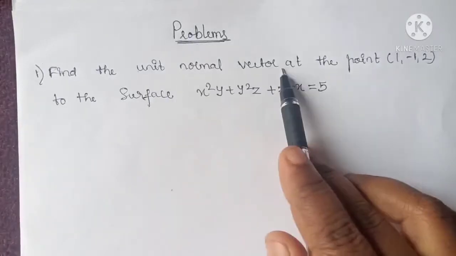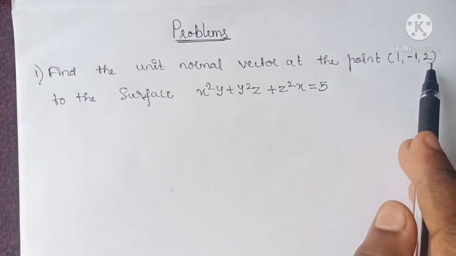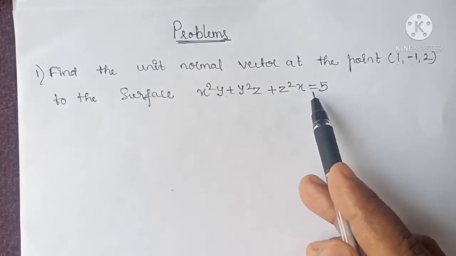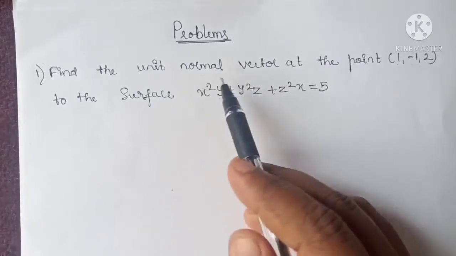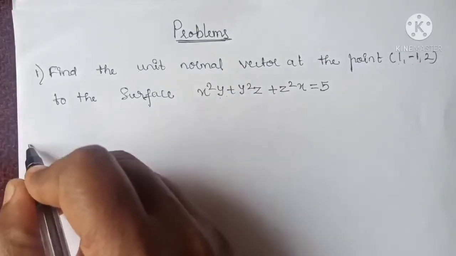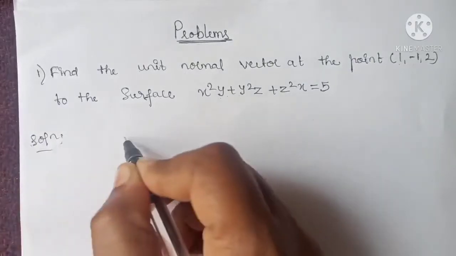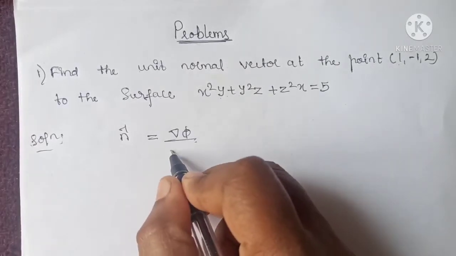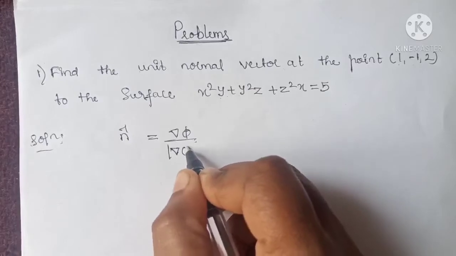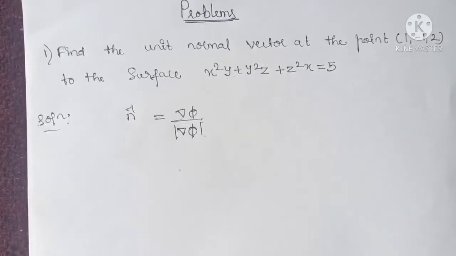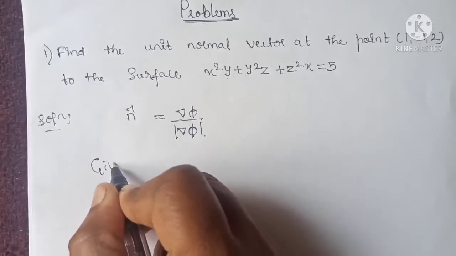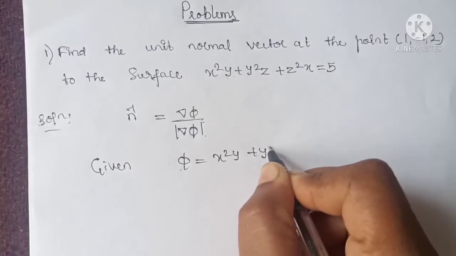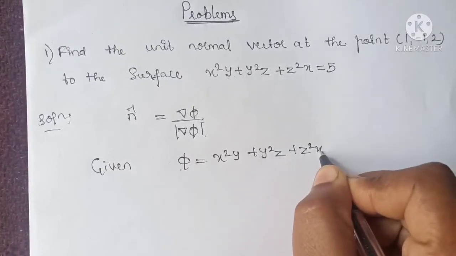Find the unit normal vector at the point (1, -1, 2) to the surface x square y plus y square z plus z square x equals 5. So here the given phi is equal to this one. We have to find the unit normal vector, that is n cap, which is given by del phi divided by mod of del phi. Okay, so here the given surface is phi equals x square y plus y square z plus z square x.